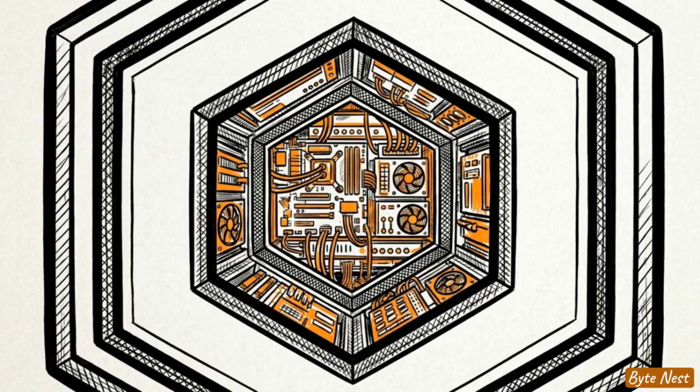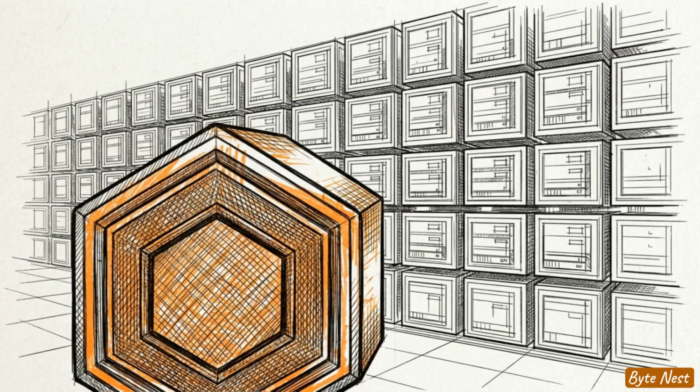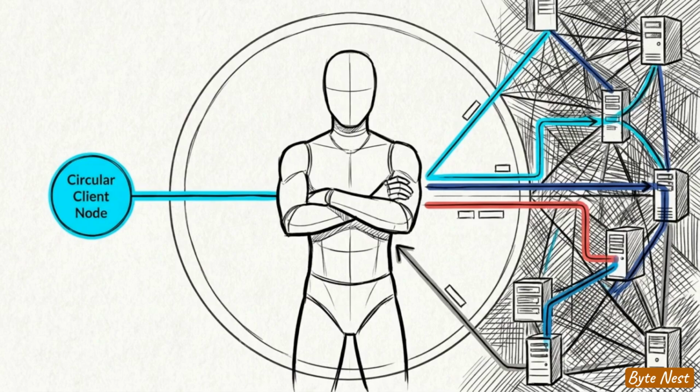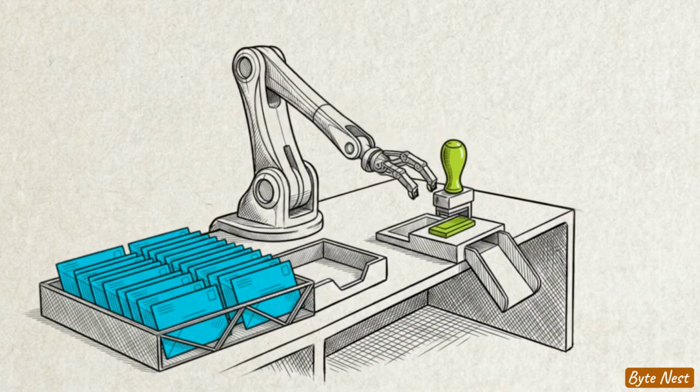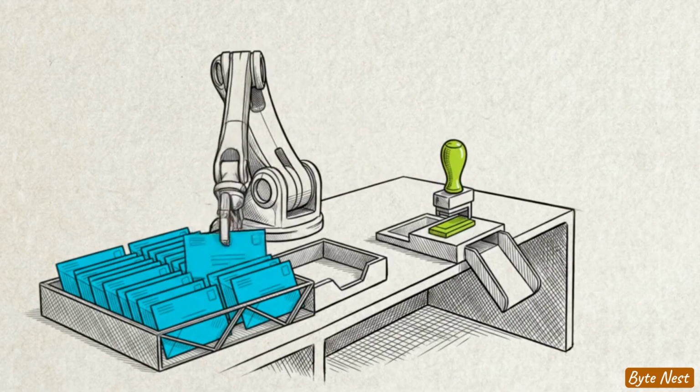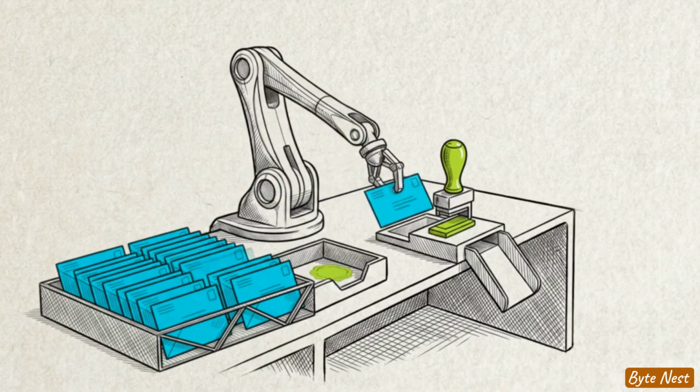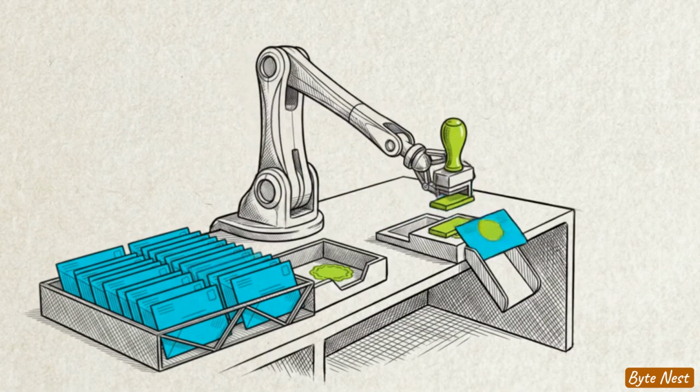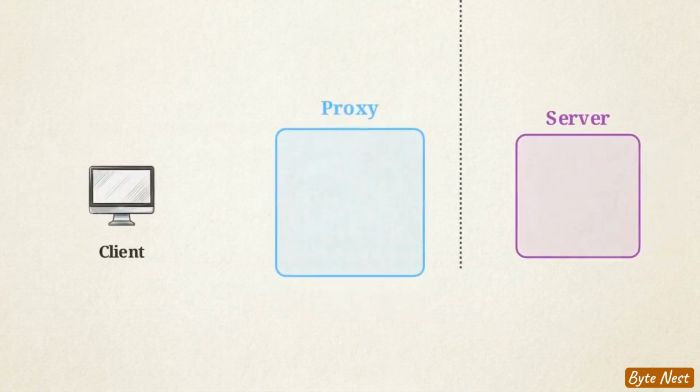The website only sees and interacts with the proxy, which shields your true identity and location from the destination server. The most common type of middleman is called a forward proxy. You can think of it as your personal digital assistant, working specifically on your behalf to handle your outgoing internet requests. This assistant handles a few major tasks.